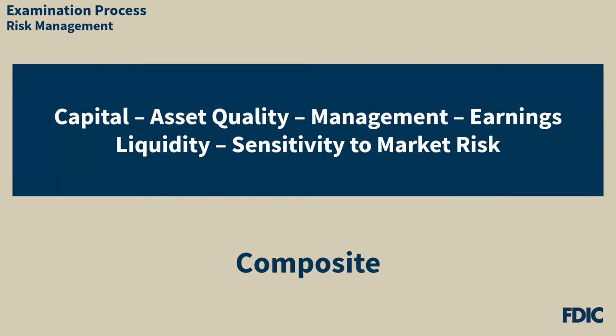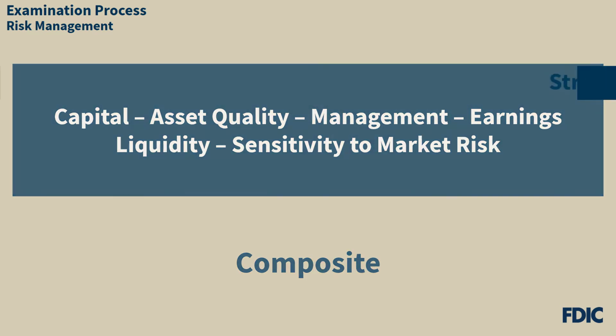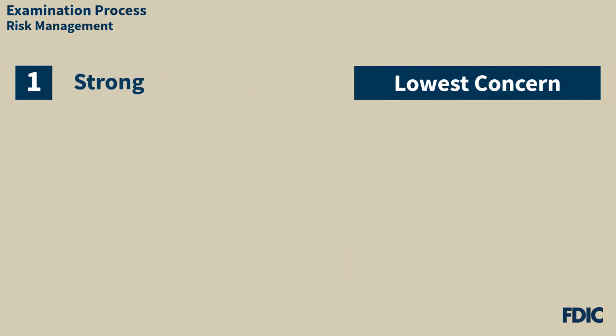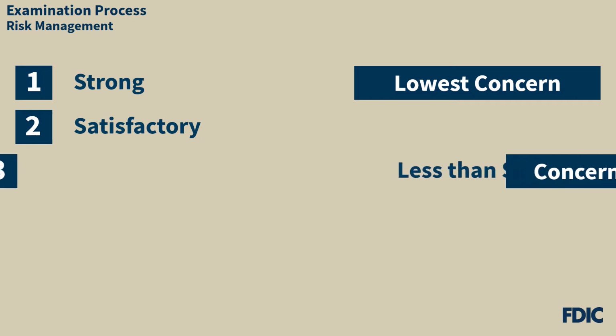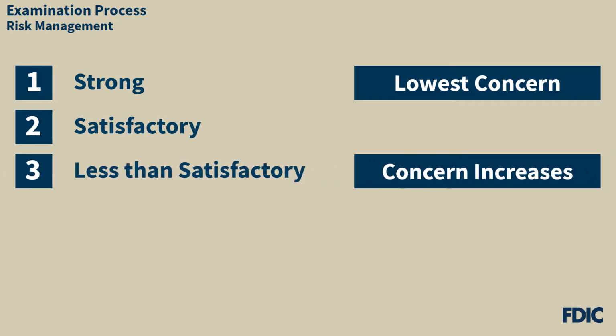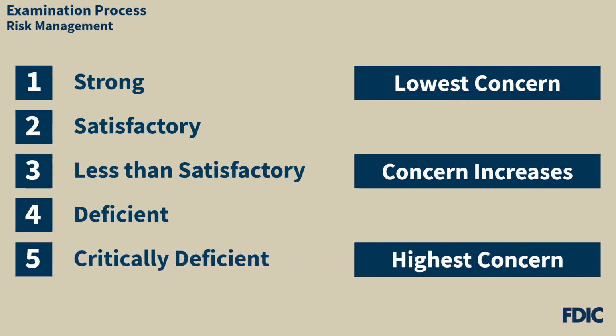Ratings for all components and the composite are assigned based on the results of the examination. Generally speaking, a 1 rating is strong performance with no supervisory concern. A 2 rating is satisfactory with modest weaknesses correctable in the normal course of business. A 3 rating is less than satisfactory with some degree of supervisory concern. A 4 rating is deficient, meaning that operations may impair future viability of the bank and close supervisory attention is necessary. And a 5 rating is critically deficient, operations in need of immediate remedial action, and requires ongoing supervisory attention.